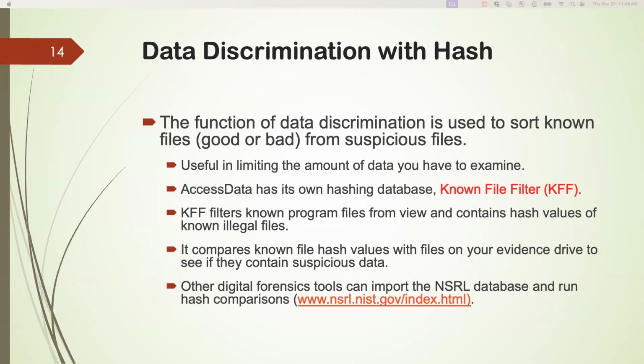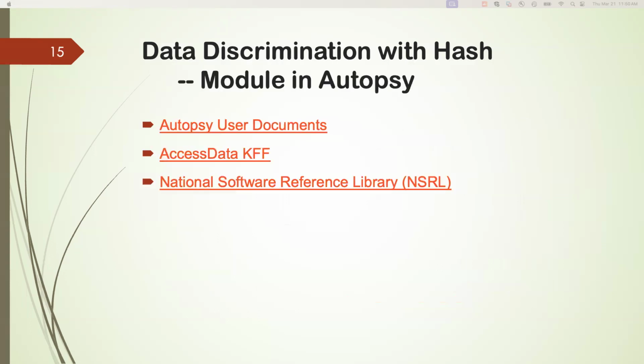Just compare the hash of the file with the database that you have, in the form of known file filters, and divide the files into different categories. Then, depending on the category, look at the bad files first, then look at the unknown files, and lastly, if the case is still pending, look at the good files and see if there is something missing over there. So, data discrimination using hash.